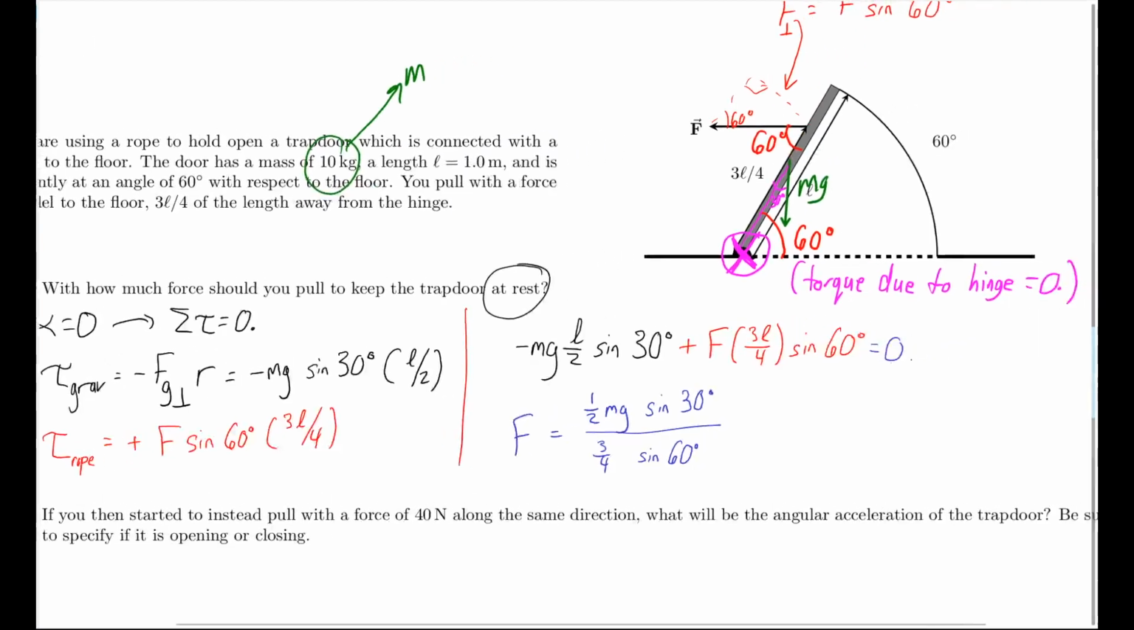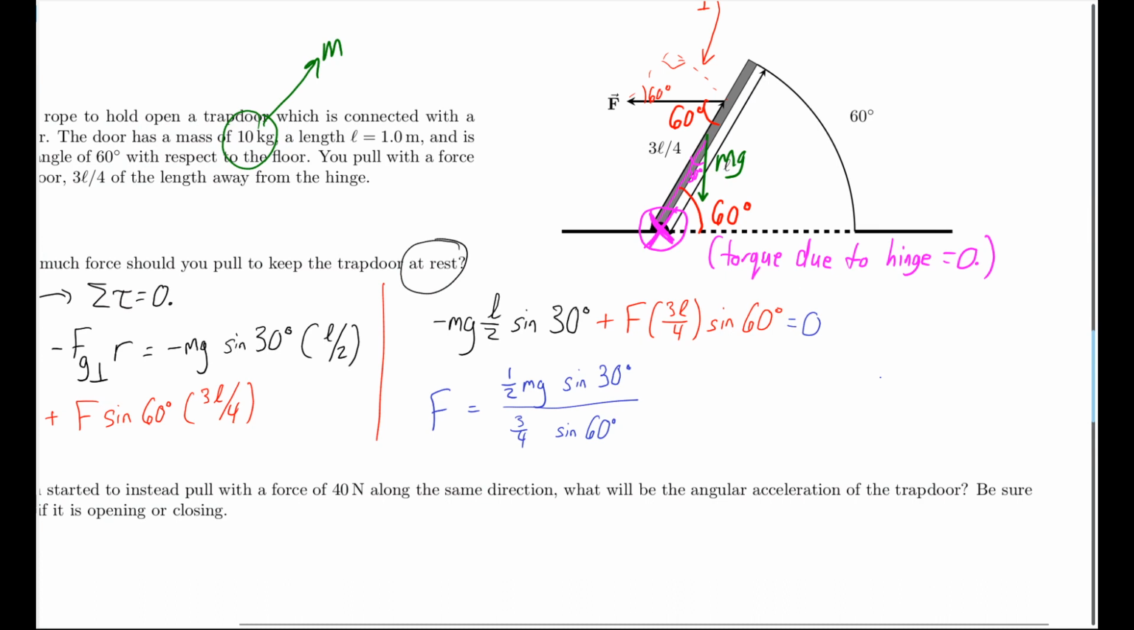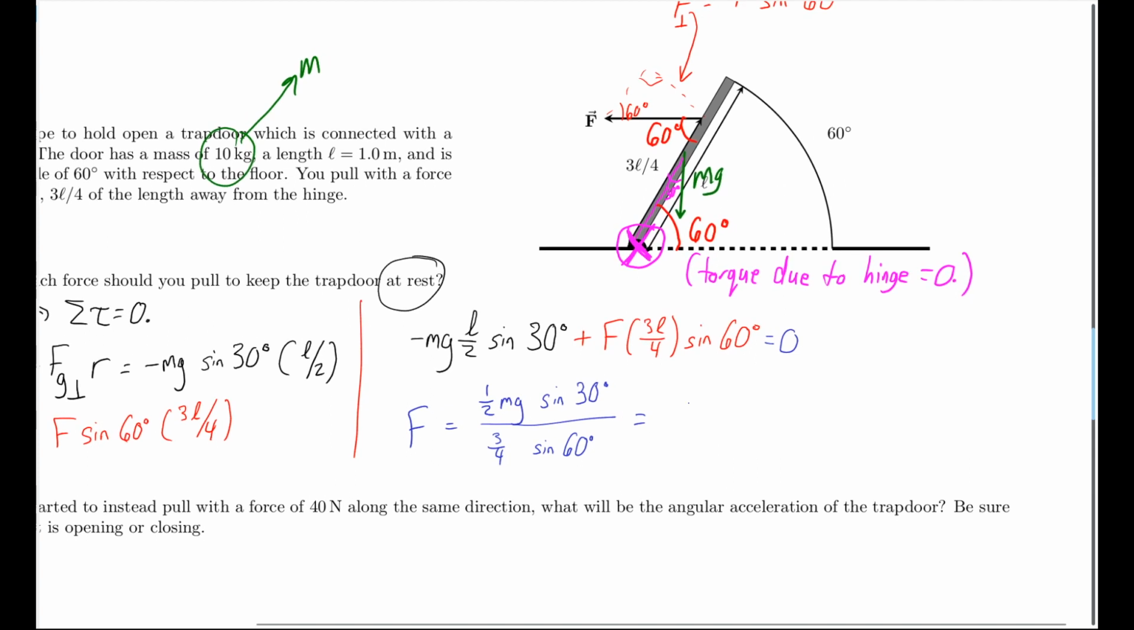I don't know its mass, do I? Oh, yes, I do. It's 10 kilograms. So I'm going to have to just type this into Google Calculator, right? I have 1/2 times 10 kilograms times 10 meters per second squared, that's g, times the sine of 30 degrees, divided by 3/4 times the sine of 60 degrees. And Google Calculator is telling me that this is 38.5 newtons.